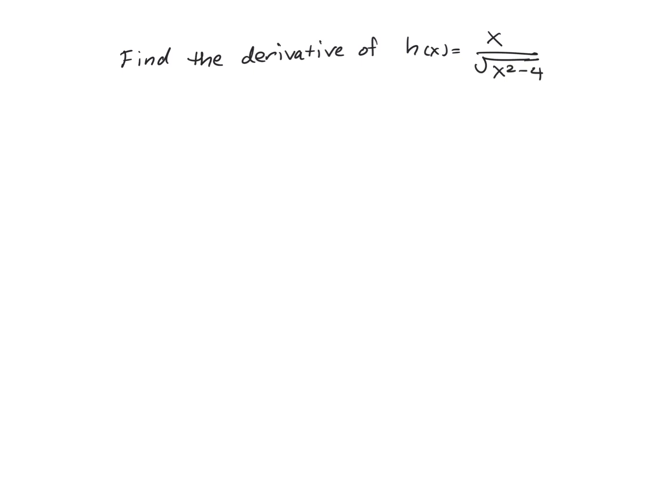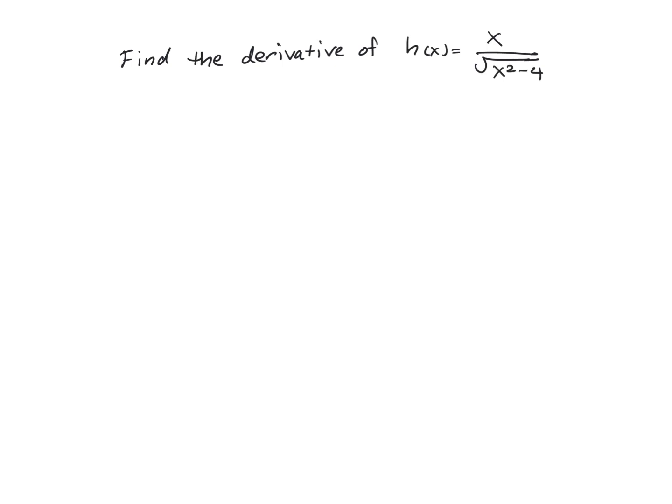Okay, so we reached a point now in our class where we have to figure out how to take derivatives of more complicated functions. And it's always important to make sure that you size up your problems before you start them. So for this function h of x, which is x divided by the square root of the quantity x squared minus 4, it is really important to observe that there is a quotient rule here happening. And there's also an embedded chain rule because there's a square root of a quantity.